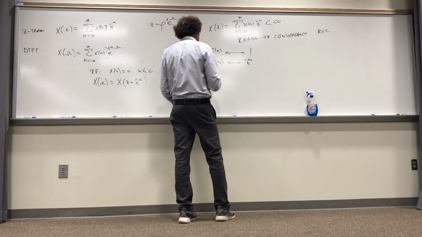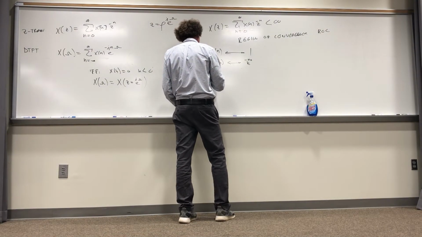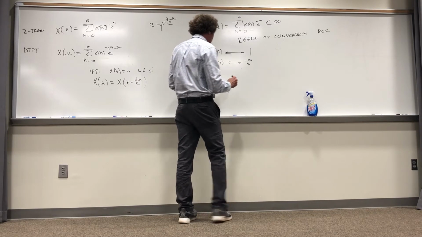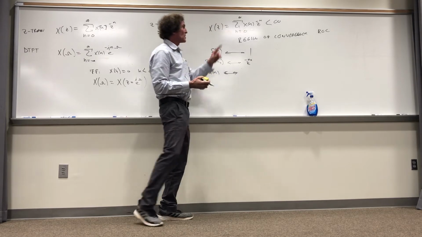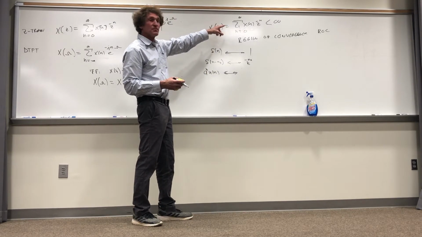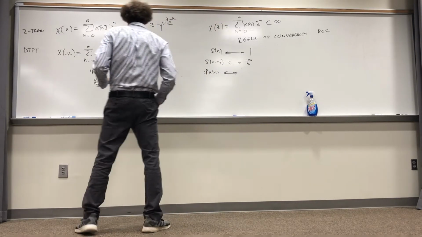Let's do this one. Let's do a to the n u of n. Now this one I can talk about the region of convergence. So if I do that, I'm going to do it using this functional form. Let me do it over here.